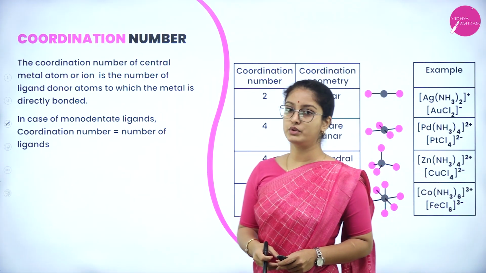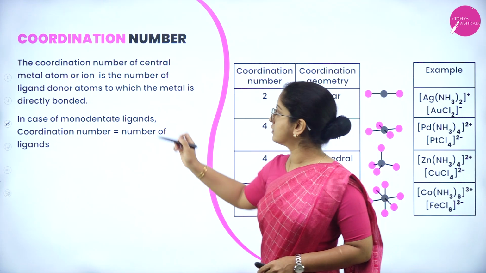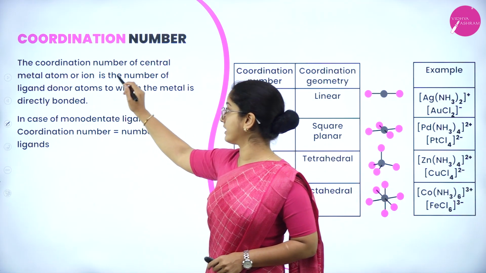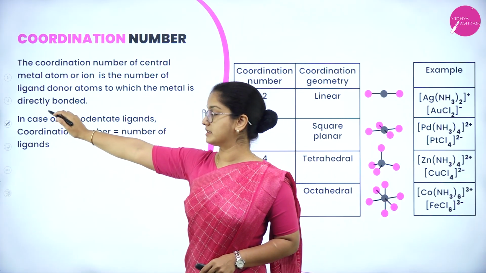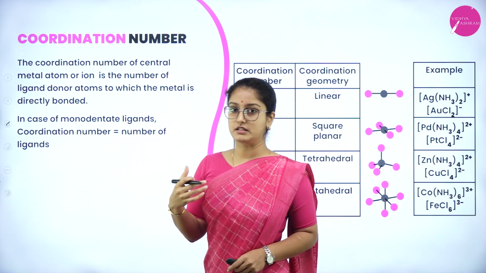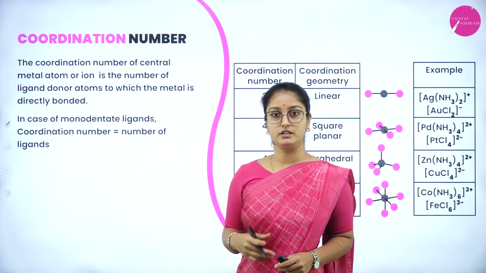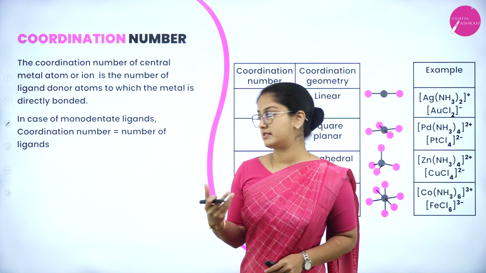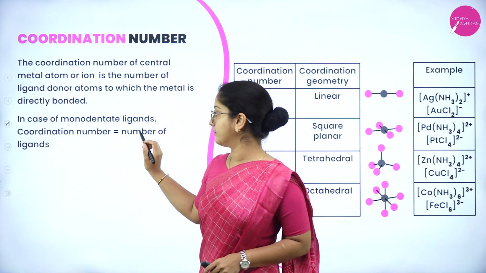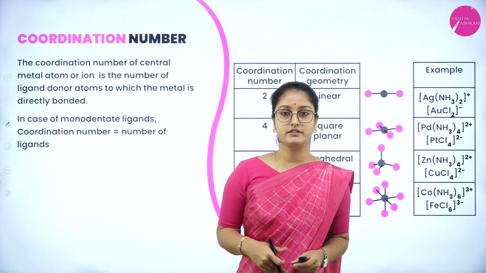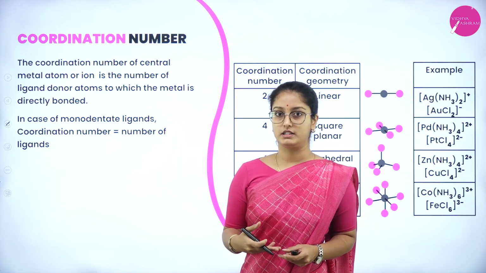Next is how to find the coordination number of a coordination complex. The coordination number of the central metal atom or ion is the number of ligand donor atoms to which the metal atom is directly bonded. So that is how we have to count: how many ligand donor atoms are bonded to the central metal atom. In the case of monodentate ligands, the coordination number will be equal to the number of ligands. That is very easy. But for polydentate ligands, we have to work out the complex.